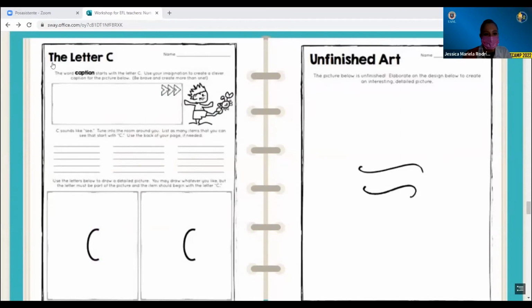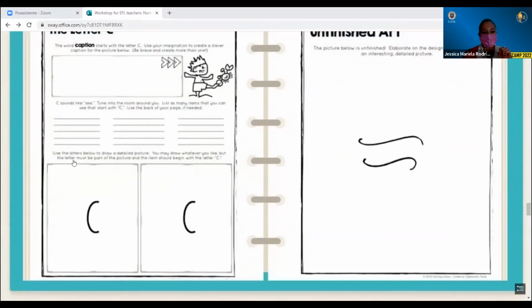Well, this activity is called the letter C, and you have 3 tasks. In the first one, you have to make up a caption for this drawing. In the second one, you have to look around and write down all the objects that start with letter C and that are around you, okay? And in the last part, you have to draw an object that starts with letter C, and this picture must have the letter C in the drawing, okay?